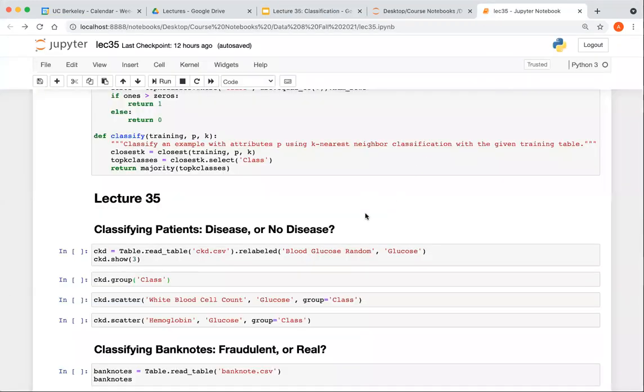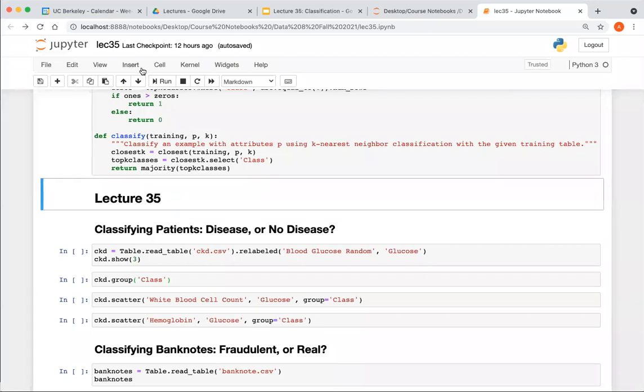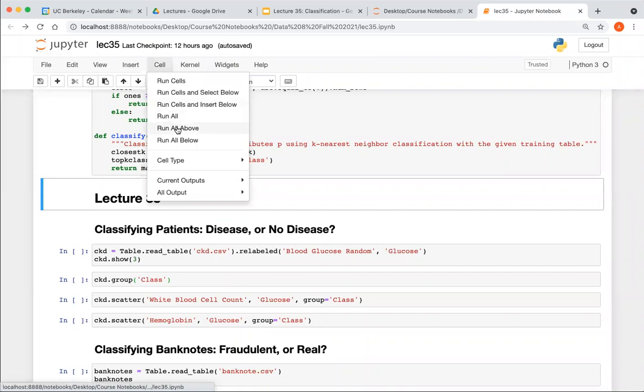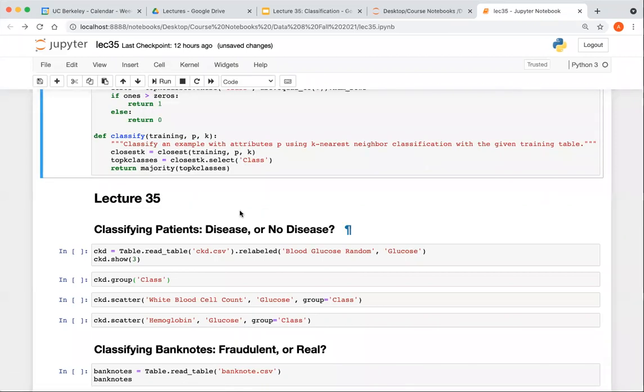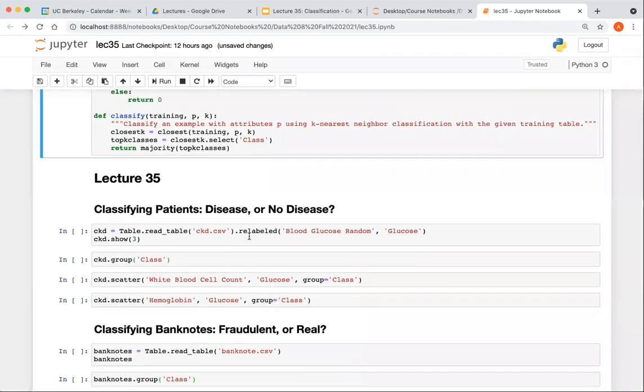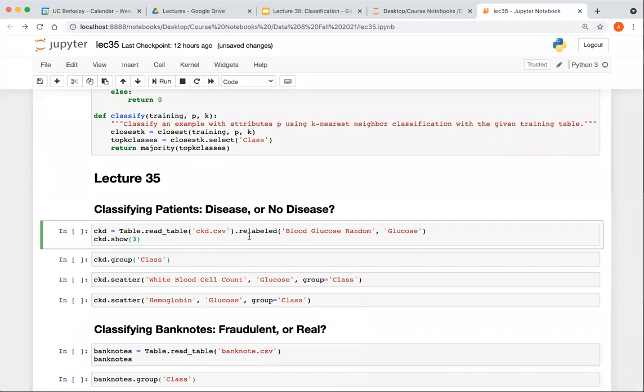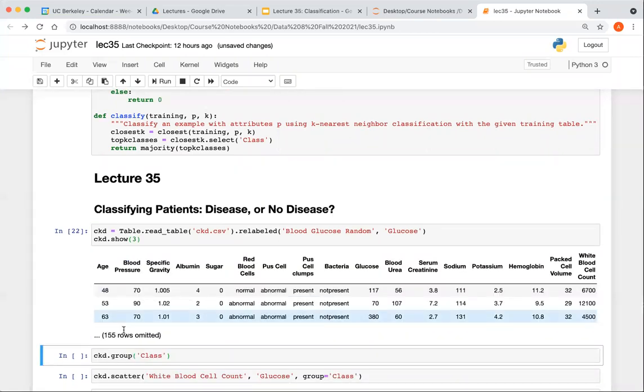Okay, so what I'd like you to do is to get to this point of the demo notebook here and just hit run all above, because there's a whole bunch of functions and so on we've defined. And the first example we're going to start with is a data set that was collected at a medical practice, and it has data on 158 patients. And the issue was, do they have chronic kidney disease, hence CKD, or not? Okay, so each row represents a patient, and there are a bunch of measurements, the age, blood pressure, etc.